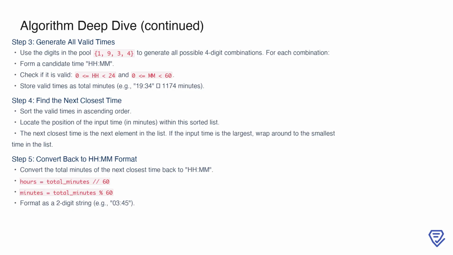Once we have all valid times, we sort them in ascending order. To find the next closest time, we locate the position of the input time in this sorted list and select the next element. If the input happens to be the largest time in the list, we wrap around to the smallest time. Finally, we convert the total minutes of the next closest time back into the HHMM format by calculating the hours and minutes and formatting them as 2-digit strings.